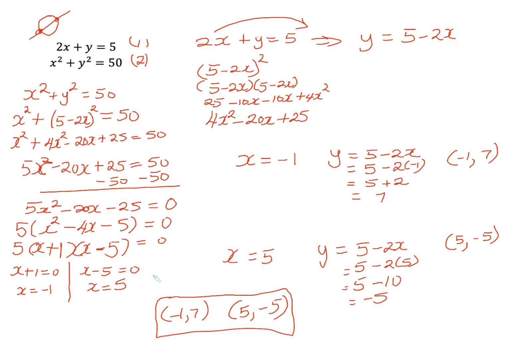And again, if you want to check, you can. So I'm going to do this manually. 2 times 5 is 10, and 10 minus 5 is 5. 2 times negative 1 is negative 2, and if you add 7, you get 5. So it worked for the first one, and then if you want to check the second one, you can. If x is 5, 5 squared is 25, and negative 5 squared is 25, and 25 plus 25 is 50. And then over here, negative 1 squared is 1, and 7 squared is 49, and 1 plus 49 is 50.